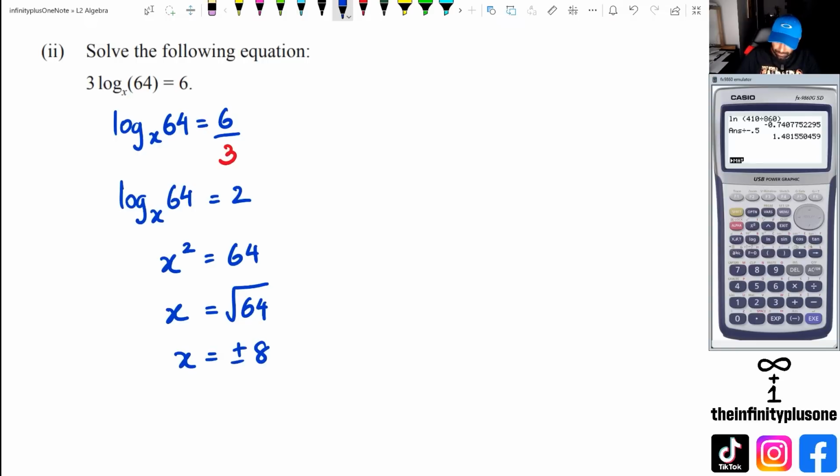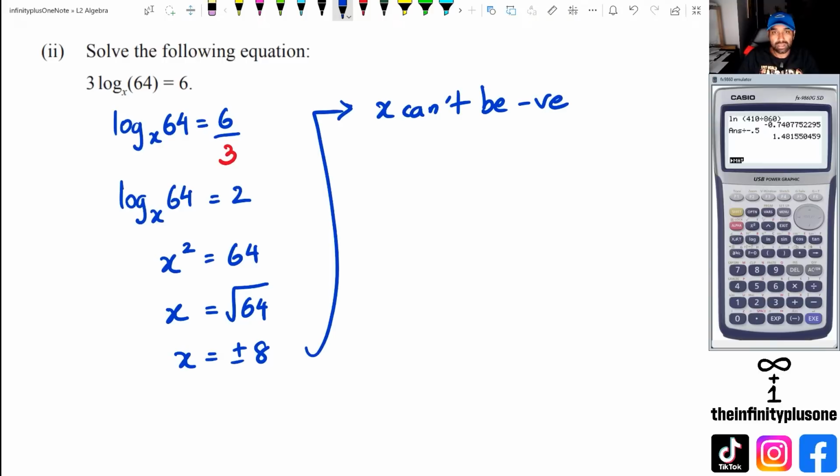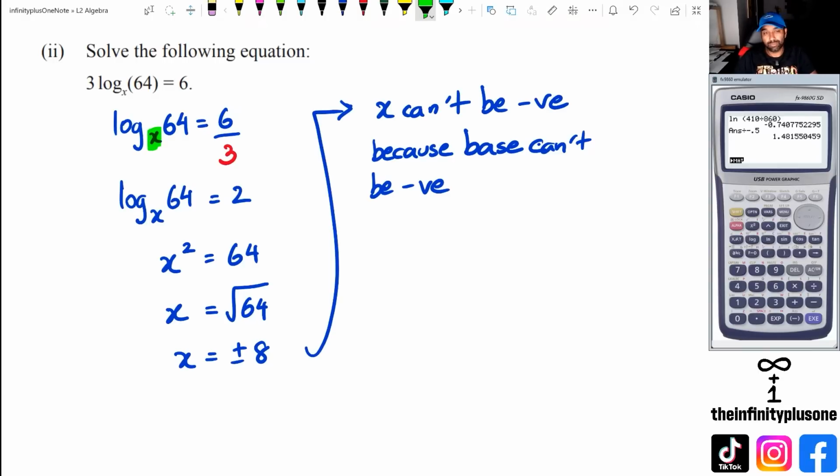But this part is important, right? So you kind of need to mention that x can't be negative, because you can't actually have a negative base. So we just need to make sure we write that down. I'm talking about this base right here. That number can't actually be a negative number. It has to be a positive number.